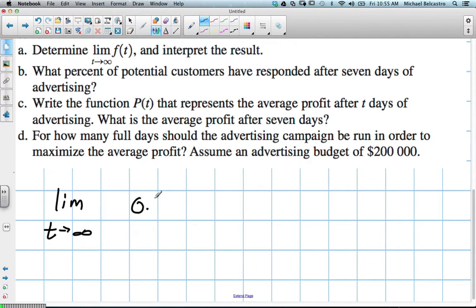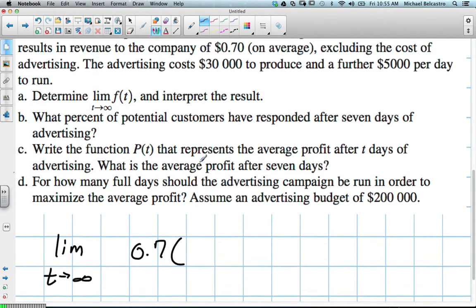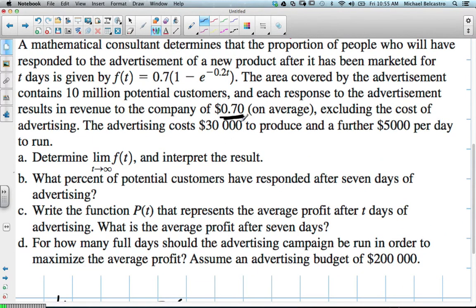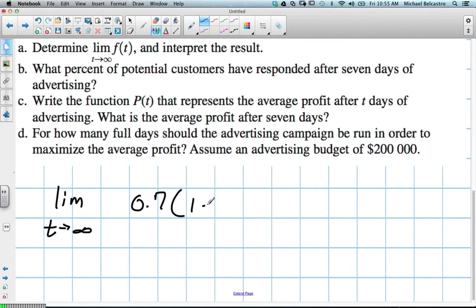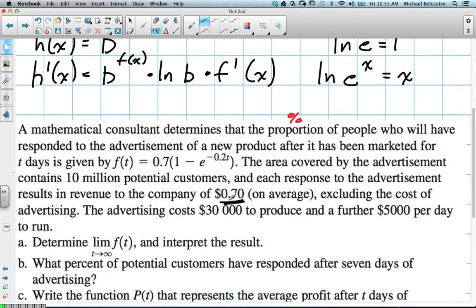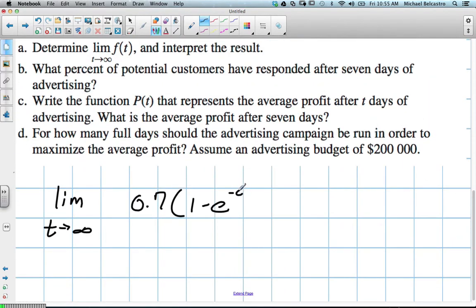So the limit as t approaches infinity of 0.7 times (1 minus e to the power of negative 0.2t). Now, keep in mind, this 0.7, though it looks like it corresponds, is not involving the 70 cents. This is finding out a proportion. The amount they earn is separate from that. So these two things are not the same thing. Is that right? That's right. Okay, so we're looking for the limit as t approaches infinity.